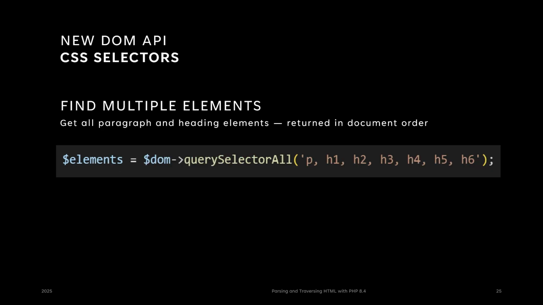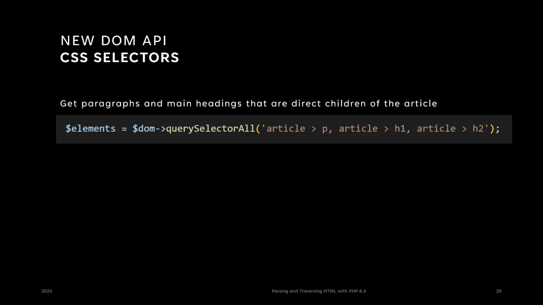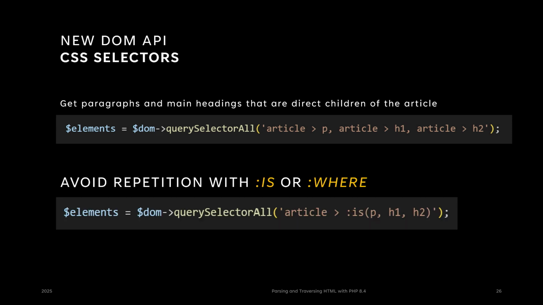So you can do this kind of stuff. Give me all the P's that are direct children of the article, all the H1s, all the H2s. You can use more modern CSS pseudo classes and things like that. So the line at the bottom there is equivalent to the top. You're just saying anything that's a P or an H1 or H2 that's a direct child of article, return that to me.